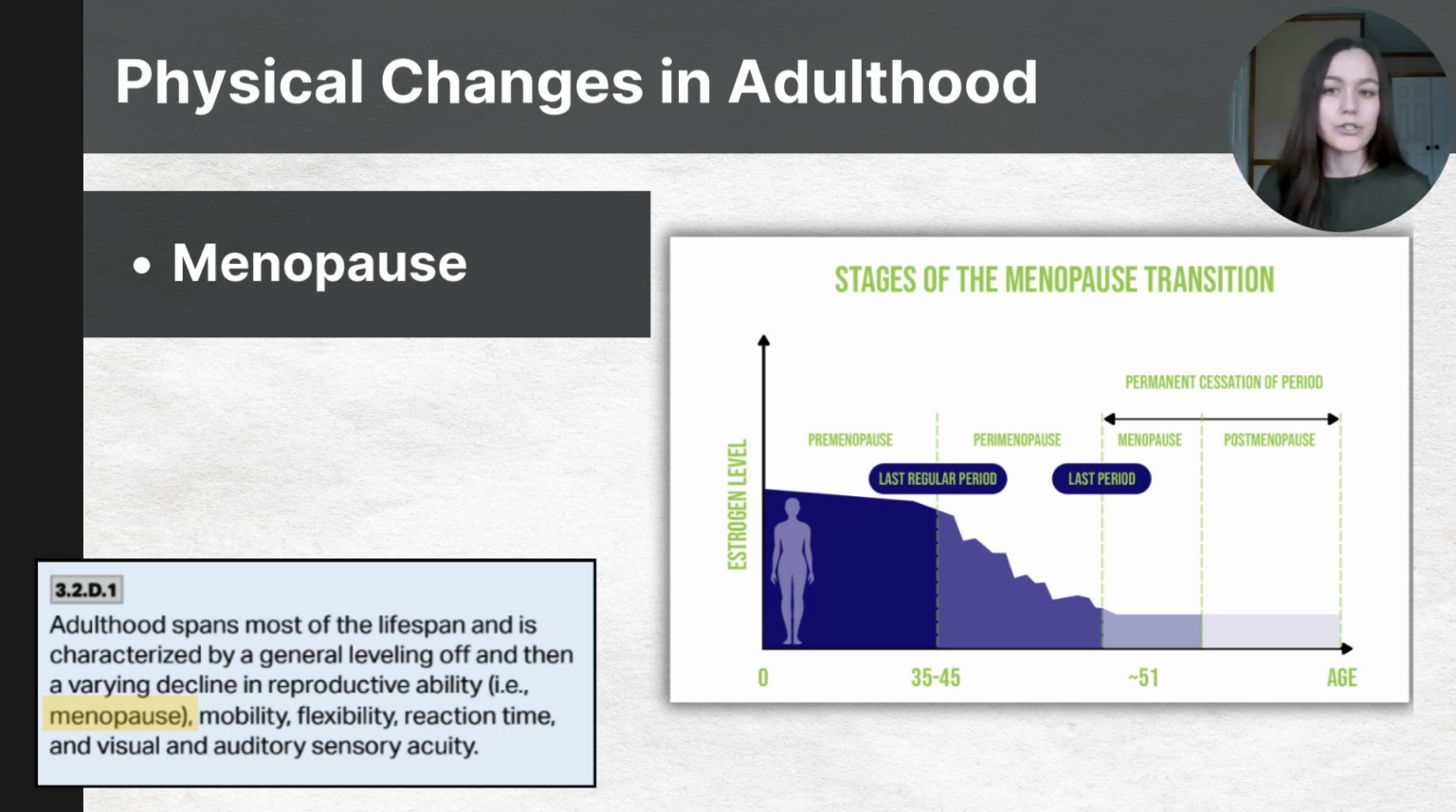These changes in adulthood are a normal part of aging, and while they may present challenges, many of them can be managed with lifestyle adjustments, regular exercise, healthy nutrition, and medical intervention when necessary. And understanding these changes helps us appreciate the aging process and emphasizes the importance of maintaining physical health throughout adulthood to promote well being and quality of life.